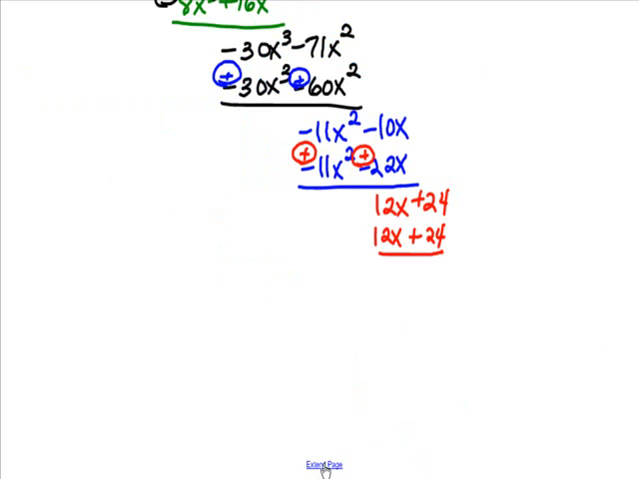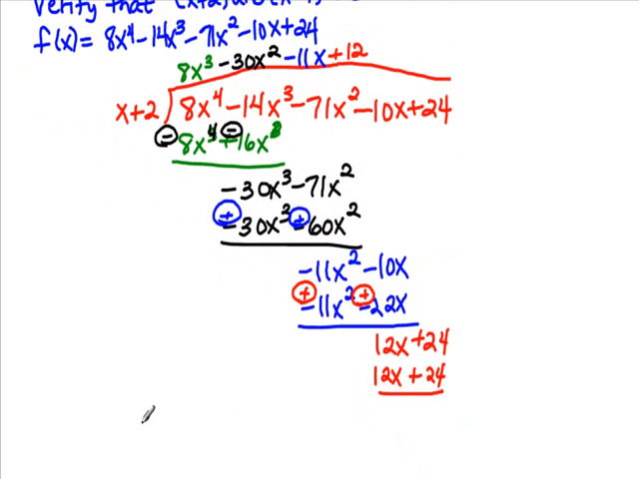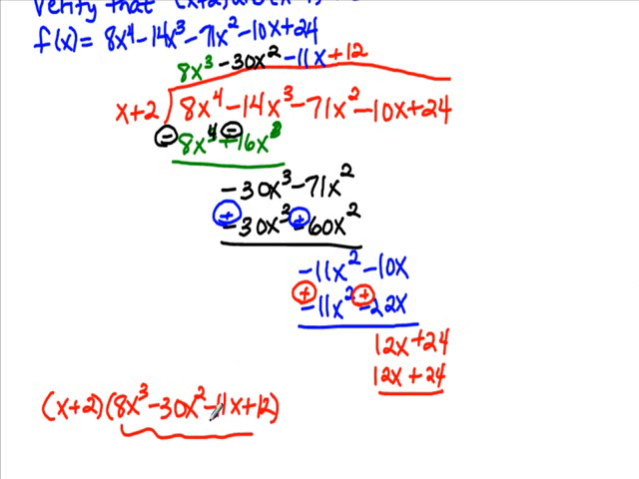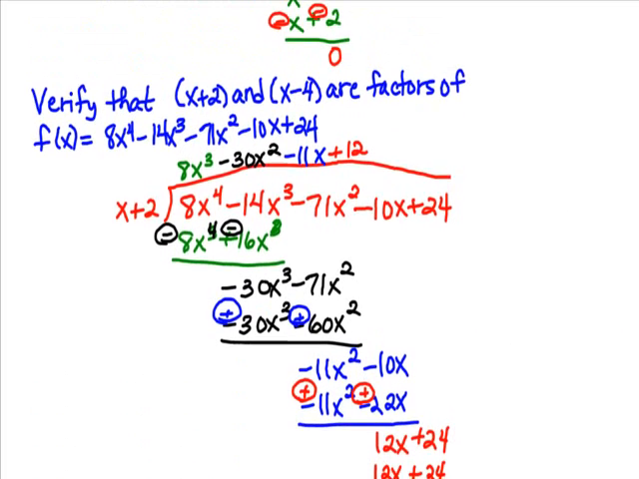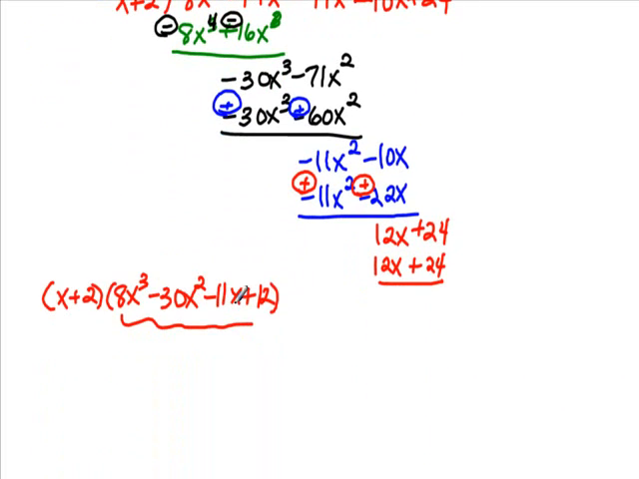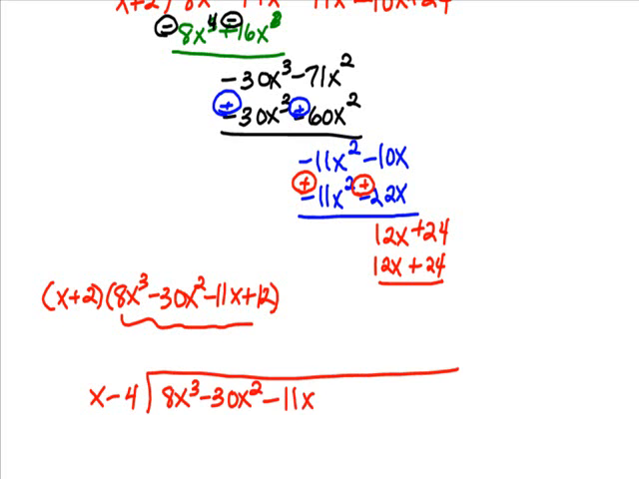So the way we would write that, let me back up here. We would say now that that original polynomial is actually equal to x plus 2 times 8x cubed minus 30x squared minus 11x plus 12. So this means that the other factor which we were given must divide into this evenly. So that means that x minus 4 must divide into this evenly. So to verify that, we would have to say x minus 4 into 8x cubed minus 30x squared minus 11x plus 12.